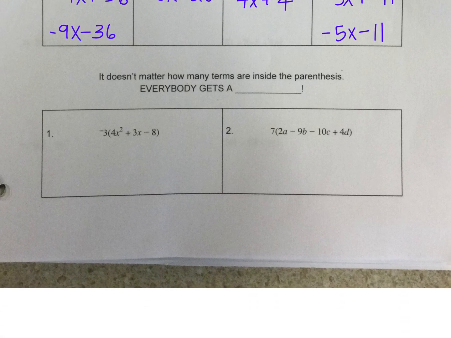It does not matter how many terms are inside the parentheses because we know that everybody gets a turn. So the first thing I'm going to do right here is make this a plus negative. All right. Now I'm going to distribute. Negative 3 times 4 is 12. Its last name is x squared. That x squared is just its last name. Don't try to do anything wild and crazy by squaring something in a calculator.